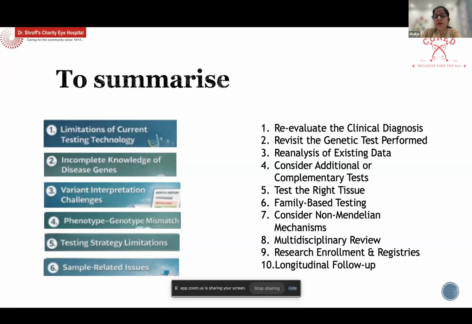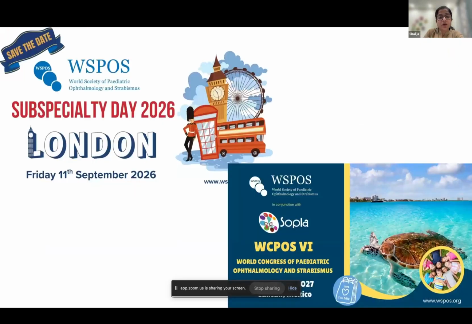Sometimes you have to just end up enrolling them for research purposes because you are not really getting a diagnosis. And of course, longitudinal follow-up of your patients, because new findings can keep adding on to these genetic disorders.